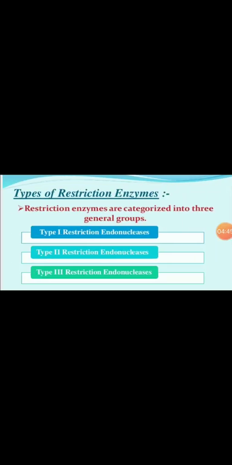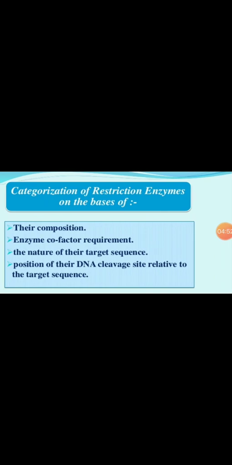And yes, the Nobel Prize in 1978, the Nobel Prize for physiology or medicine, was awarded to these scientists for their work and discoveries on restriction enzymes. Yes, there are three types of restriction enzyme, type 1, type 2 and type 3. This classification is done on the basis of their composition, the cofactor requirement of the enzyme, the nature of their target sequence, means what their target sequence or recognition site is, and the position of the DNA cleavage site relative to the target sequence. On this basis, these three classes are classified.